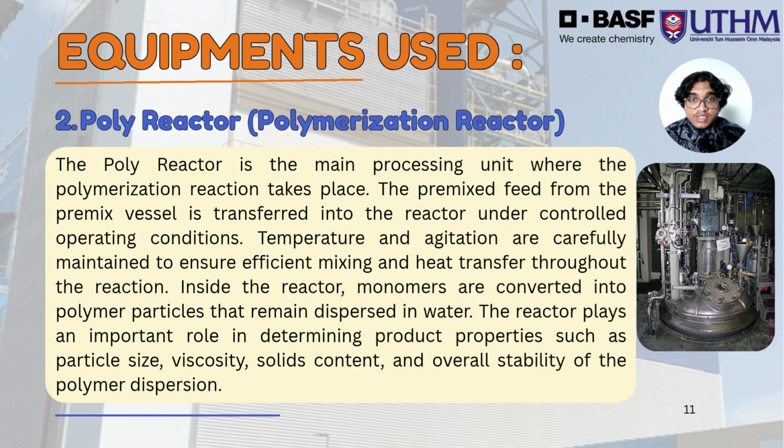The second equipment from the P&ID diagram is the polyreactor, short for polymerization reactor. The polyreactor is the main processing unit where the polymerization reaction takes place. The premix from the premix vessel is transferred into the reactor under controlled operating conditions. Temperature and agitation are carefully maintained to ensure efficient mixing and heat transfer throughout the reaction. Inside the reactor, the monomers are converted into polymer particles that remain dispersed in water. The reactor plays an important role in determining product properties such as particle size, viscosity, solids content, and overall stability of the polymer dispersion.